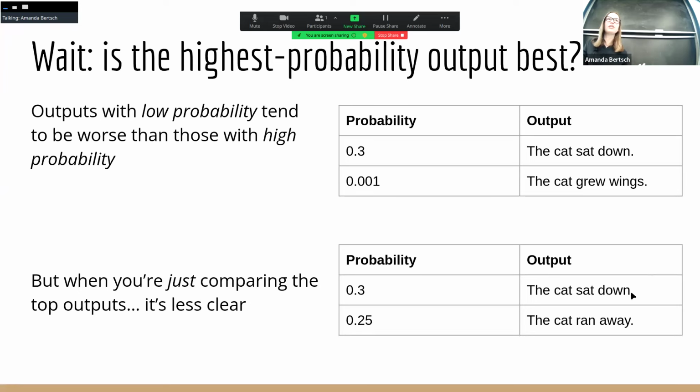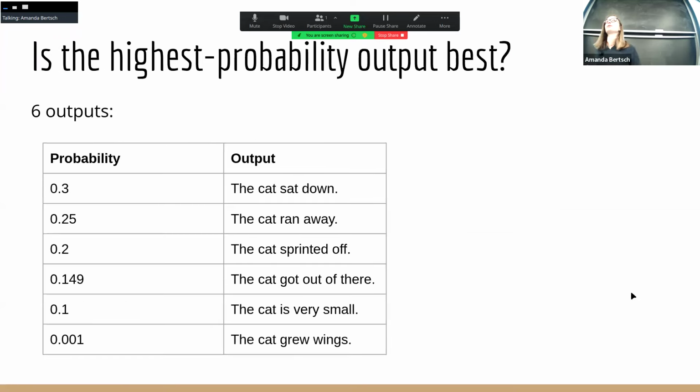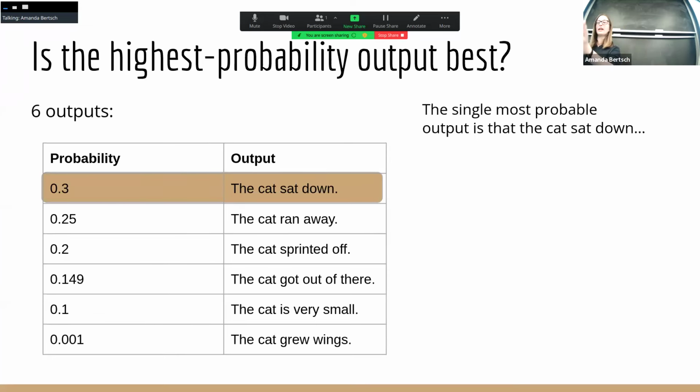And this gets a little more complicated still if we look at a range of outputs. Say there's 6 outputs that our model could give us. And here we're looking at full sequences, not individual tokens, just for clarity. So maybe our outputs in order of probability are the cat sat down, it ran away, it sprinted off, it got out of there, it's very small, and it grew wings. So we're definitely sure that the cat sat down is a better output than the cat grew wings. And if we were doing a mode-seeking search, we would find that as our most likely thing if we do a good job searching, and we'd return that as our output.